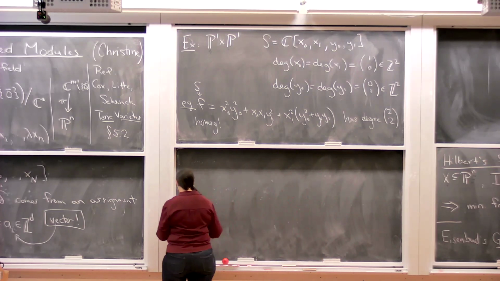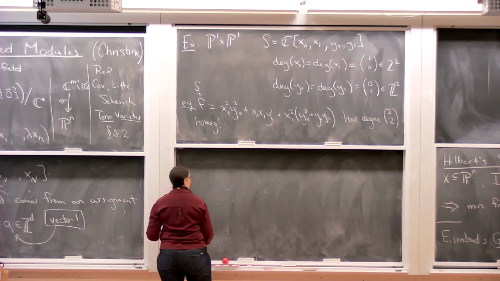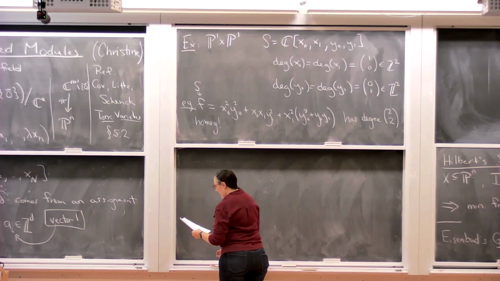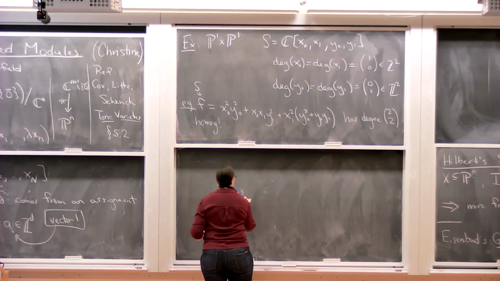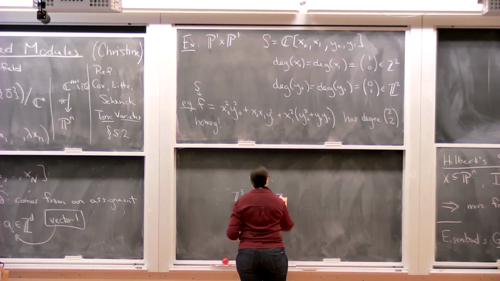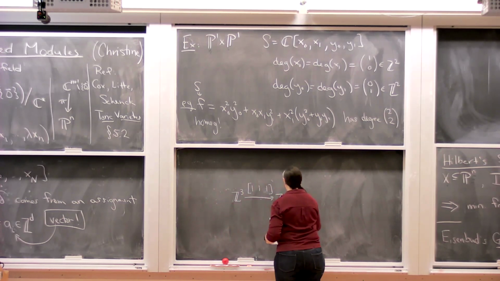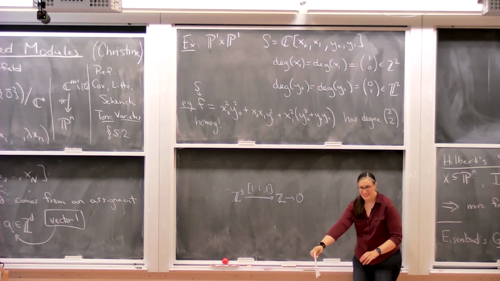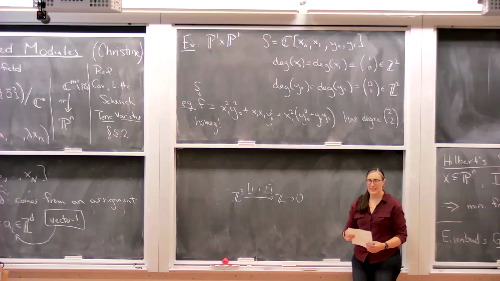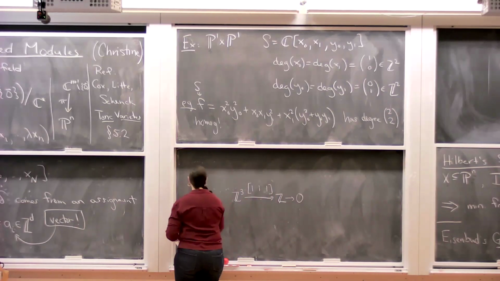So for projective space, what do I have? I have 3 variables that all have degree 1. So I could use that to write down a map like this, and then I could turn it into a short exact sequence, find its kernel, and this is what I get.